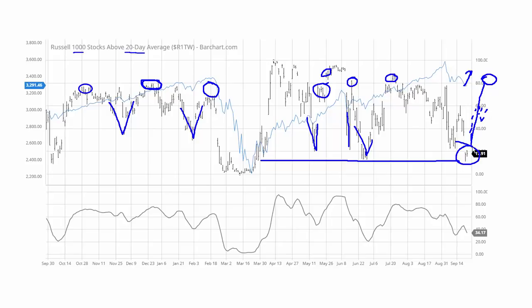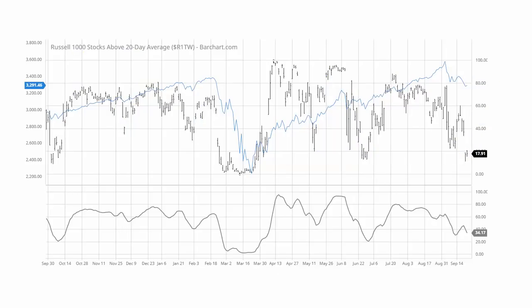Any type of bounce here, we're going to need to see rapid expansion of this indicator up well over 60%, close to 80%, preferably over 80% to confirm that an uptrend's in place. If we don't get that, the market's going to roll back over.